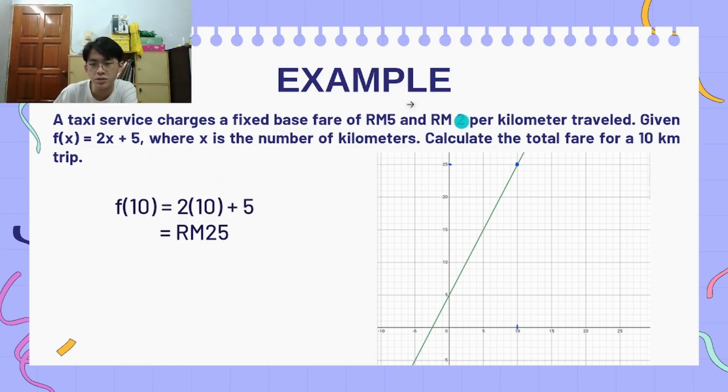So from the question, we know that x is equal to 10 because x is the number of kilometers. So we just sub the number 10 into the function, which we got f(10) equals to 2 times 10 plus 5, and we got the total fare for the trip, which is 25 ringgit.